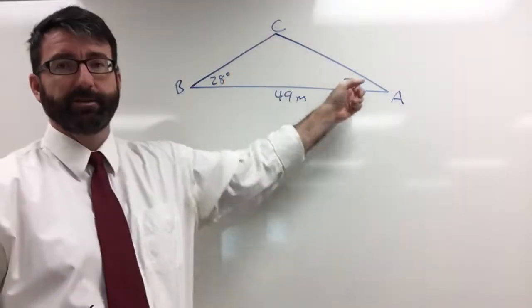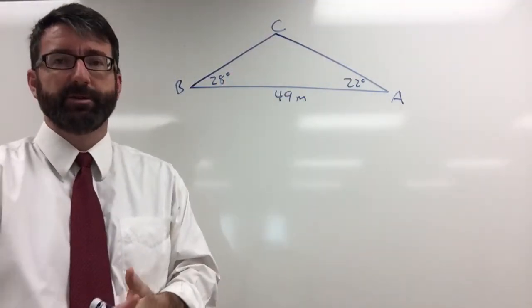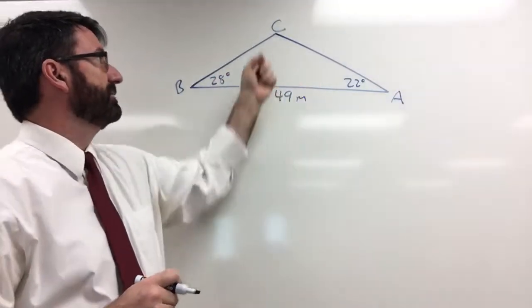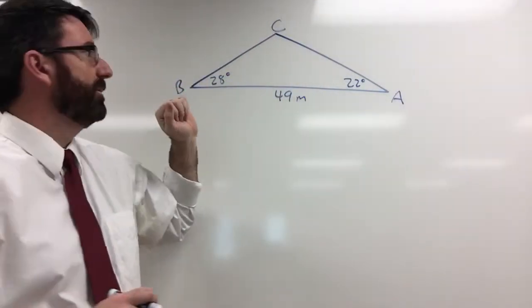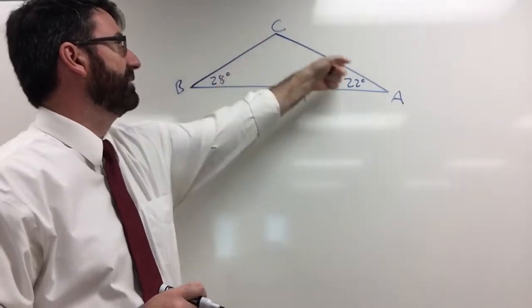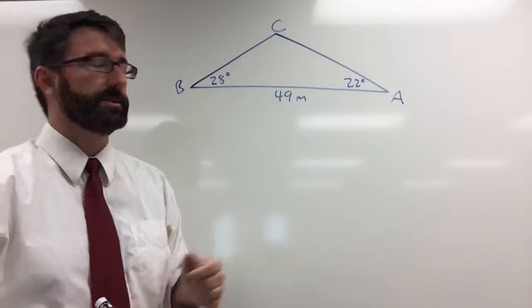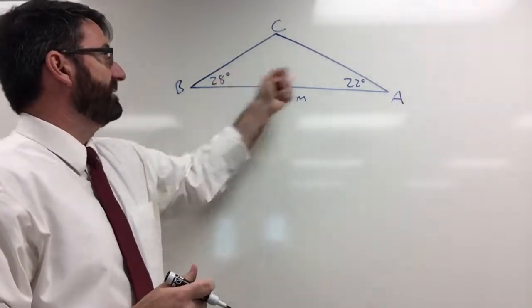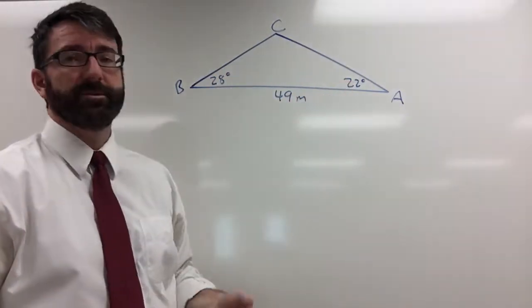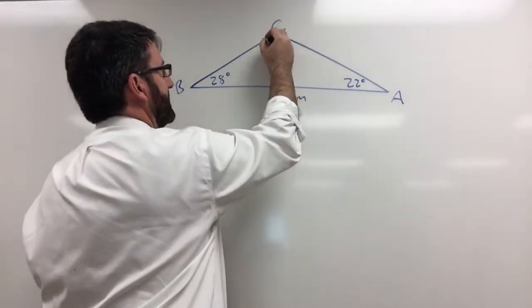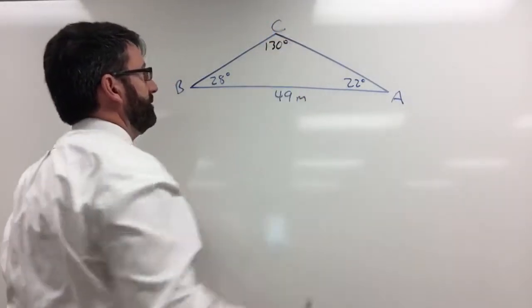But we know two angles, and anytime we know two angles, we can use the law of sines. So the first thing we're going to do is find this other angle. We can find that because we know that the three angles of a triangle always add up to 180 degrees. So we can add these two together. 28 plus 22 is 50. Subtract that from 180. We find that C is 130 degrees.